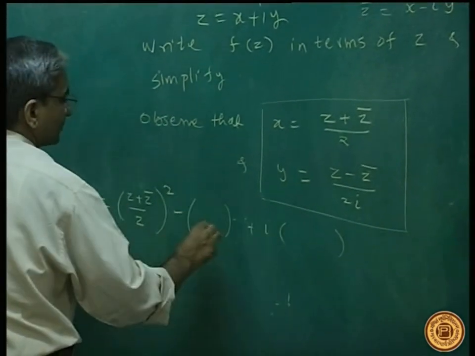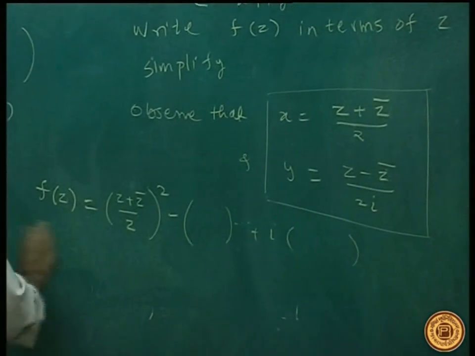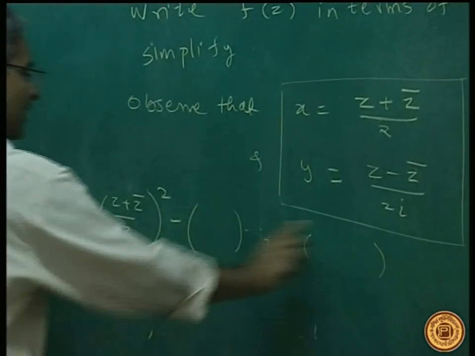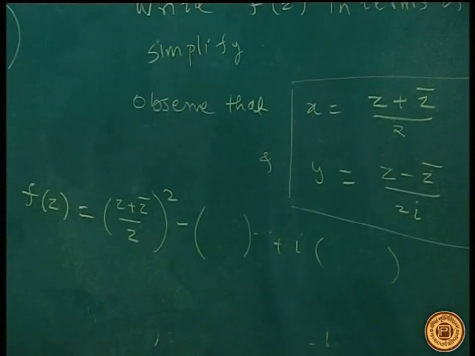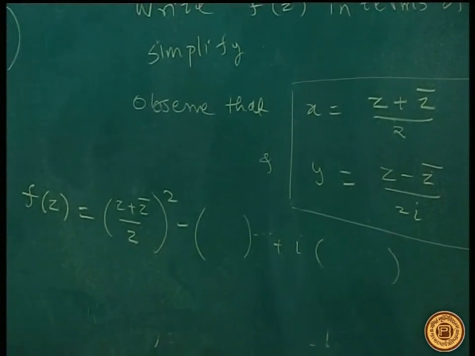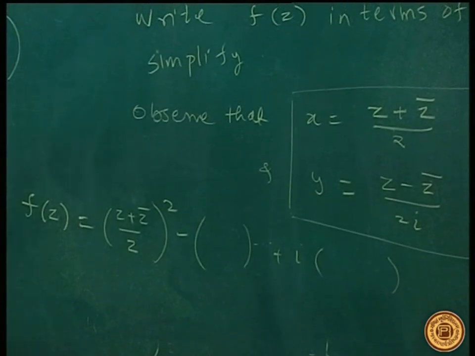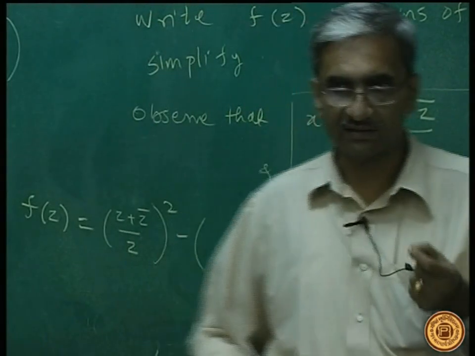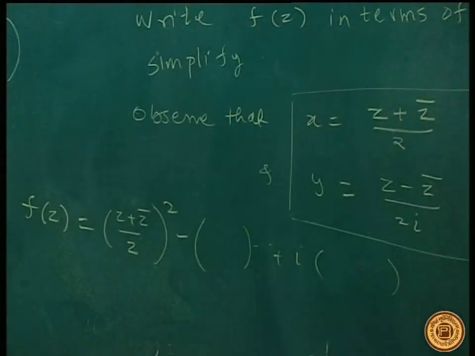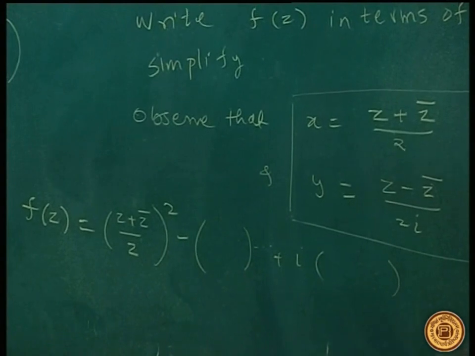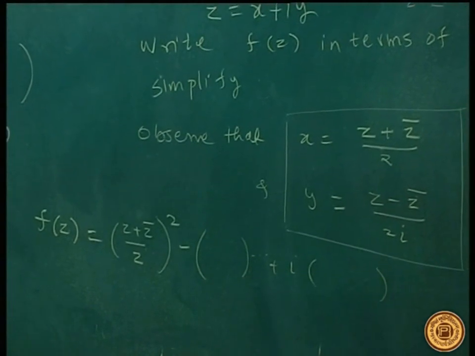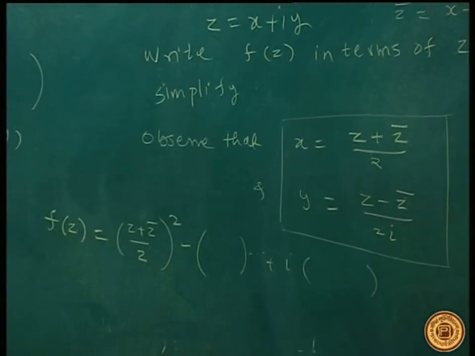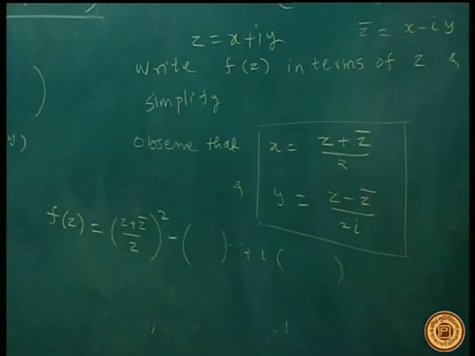Alright, whatever terms we have, you get the entire expression in terms of z. I mean z and z bar, but the independent variable looks like z. The independent variable is z, and then in terms of z and z bar you get the expression. All right.